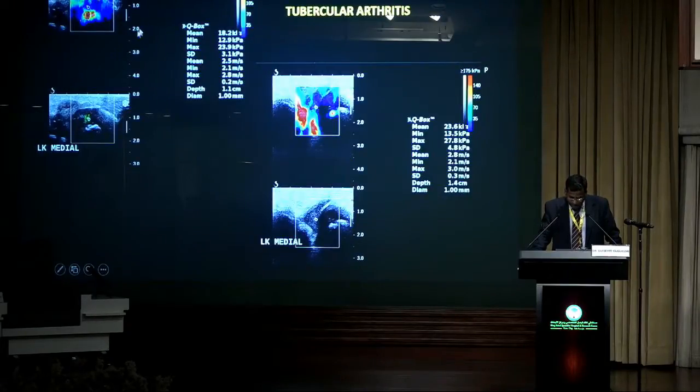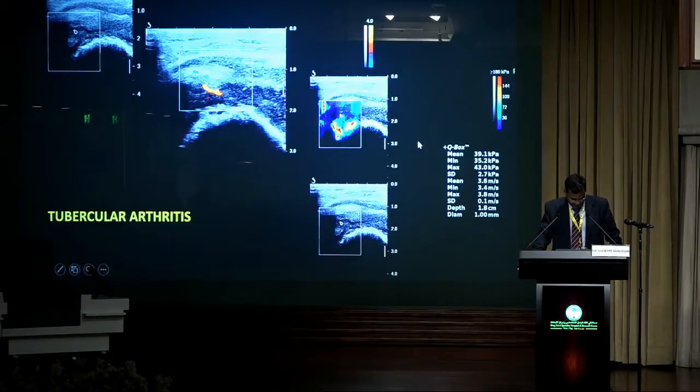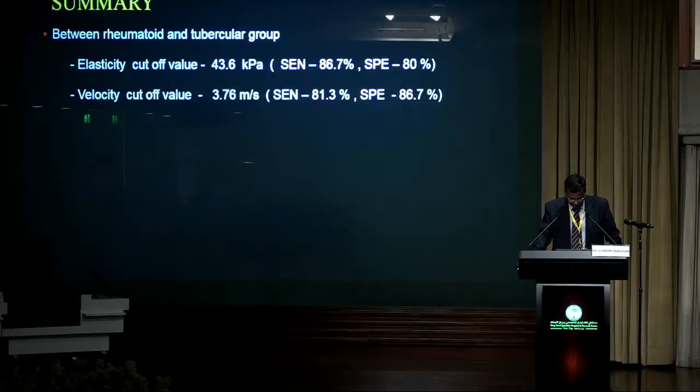This is another case of tubercular arthritis, of the knee joint. You can see there is a lot of synovitis on the grayscale, and the mean elasticity here is 23, with a velocity of 2.8. This is another case of tubercular arthritis of the knee joint, with similar findings. The elasticity as well as the velocity was less in comparison to rheumatoid arthritis.